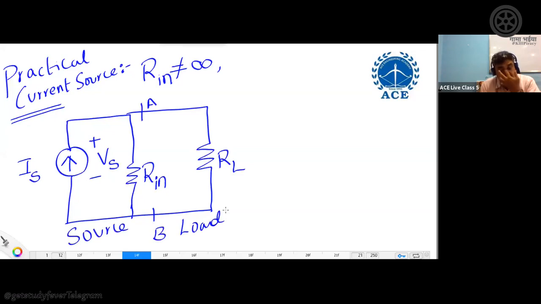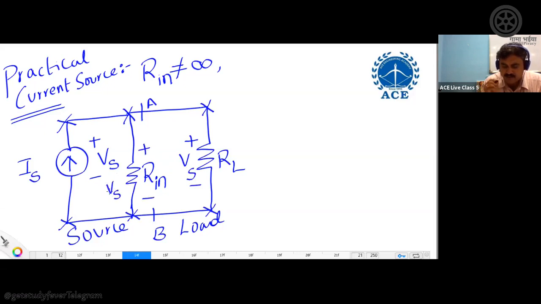Now what is going to happen? If you see, all these branches are connected between the same set of nodes. Whenever network elements are connected between the same set of nodes, the elements are said to be in parallel. If the same current flows on two branches, they are in series. So in parallel they will have the same voltage but different currents. Because I have referred to this voltage as Vs, the same voltage will be there on RL, and also on RIN.